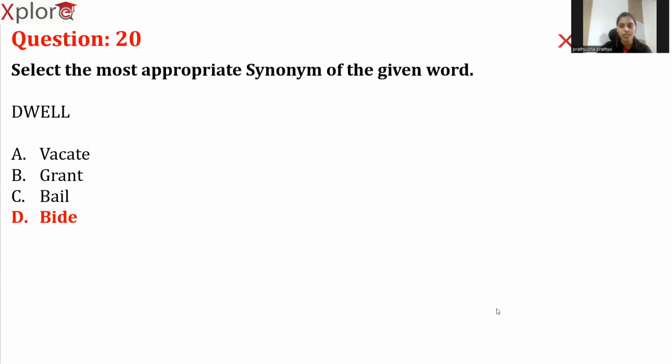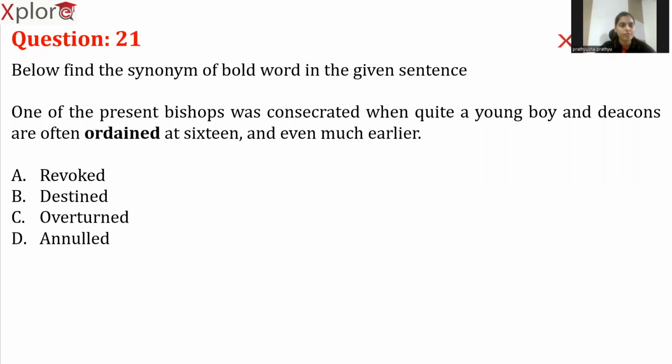Let's move to the next question. Find the synonym of the bold word in the given sentence. One of the present bishops was consecrated when quite a young boy, and deacons are often ordained at 16 and even much earlier. So here the context is nothing but present bishops.